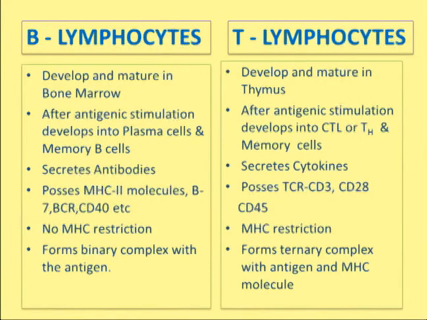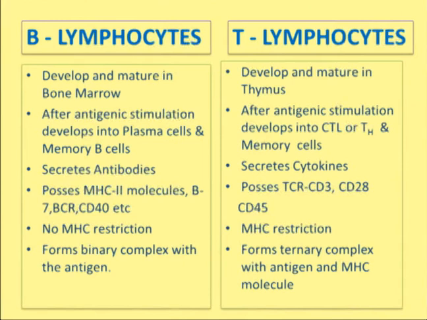Here come B lymphocytes and T lymphocytes. B lymphocytes and T lymphocytes are the components of acquired immunity. So needless to say, they will generate an immune response only when antigen enters our body. They have specificity, they have diversity, they can recognize between self and non-self, and an immune response would be generated only against the non-self molecules. If we see a comparison, B lymphocytes develop and mature in bone marrow.